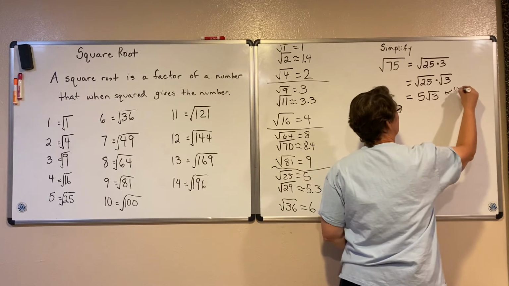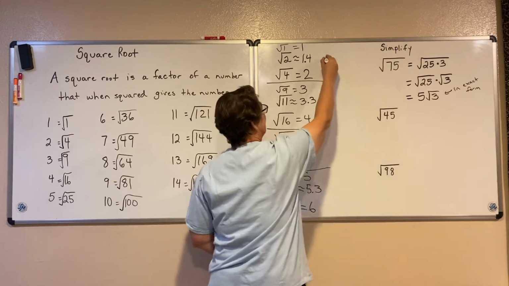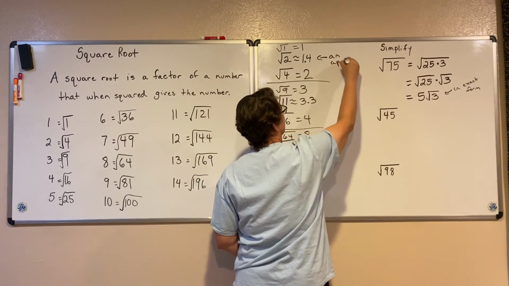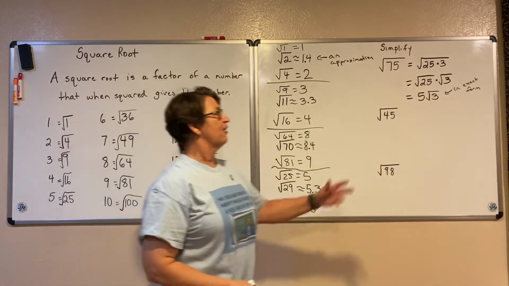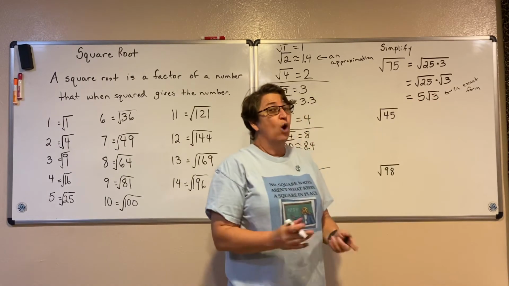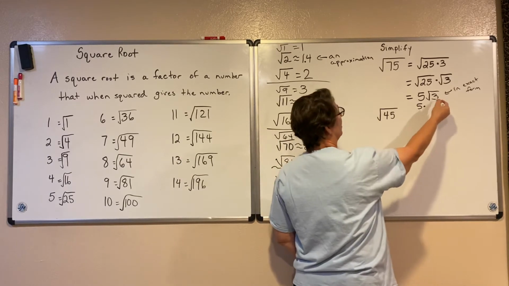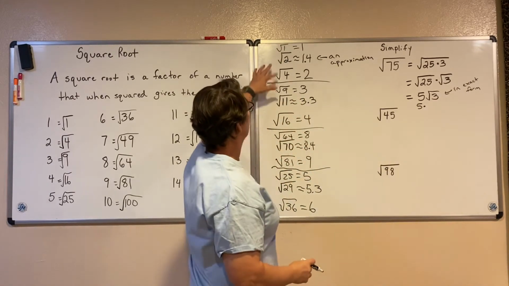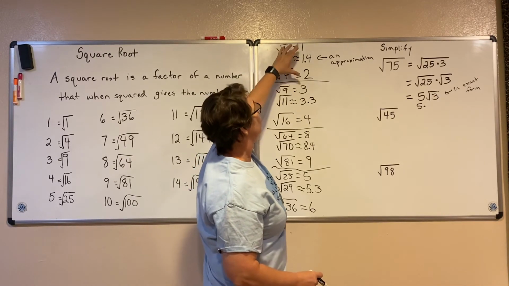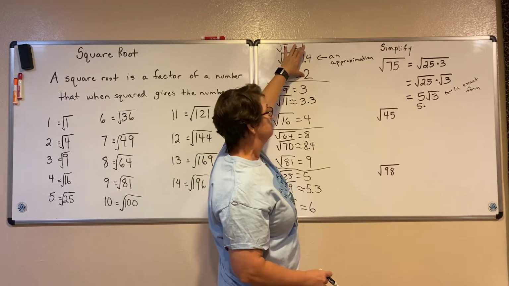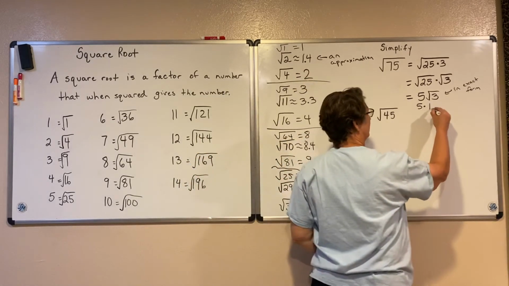So here it is in exact form. Earlier, I was finding an approximation. Here I'm leaving it in an exact form. If I wanted to approximate, I could say this is 5 times, well, about how much is the square root of 3? It too will be between the square root of 1 and the square root of 4. So it would be between 1 and 2, closer to the 4, so closer to the 2, so about 1.7.